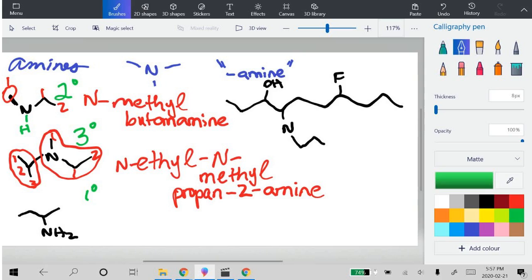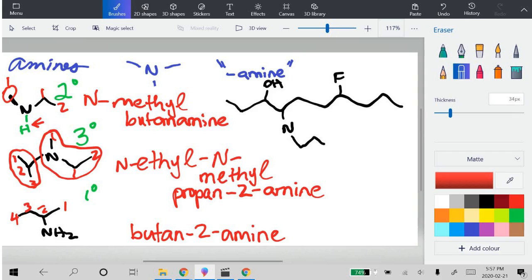So to name primary, it's the same situation. Find your longest carbon chain. 1, 2, 3, 4. It's nice and easy because I only have 1 carbon chain there, and that's bute. And off of the second carbon, I have an amine. And I don't have to put any N because whenever it's just bonded to hydrogen, you don't have to include it in the name. It's just assumed. Even when you're drawing the structure, like this example here, I didn't even draw the hydrogen because you didn't have to include it. It's just assumed.